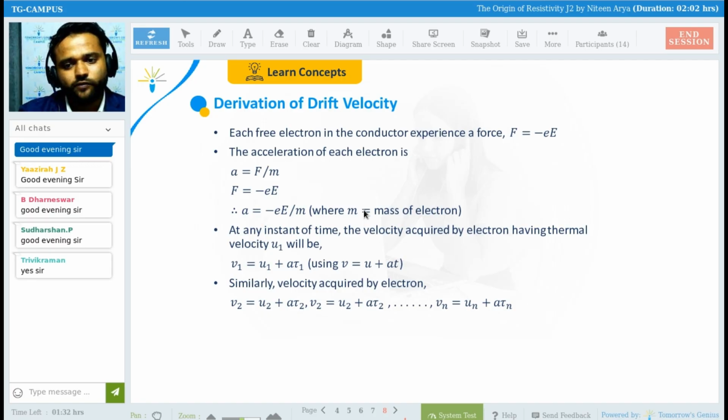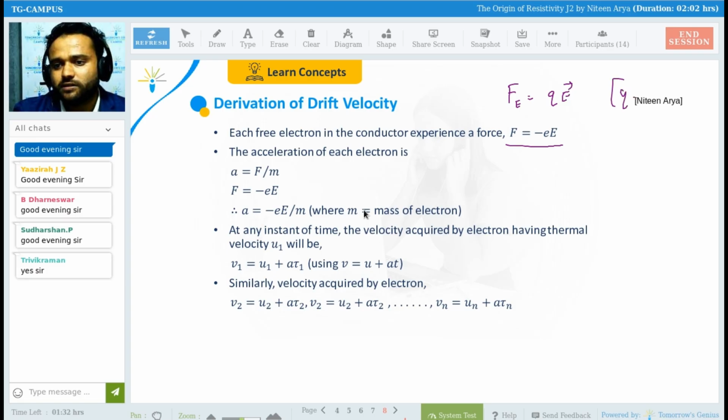Each free electron in the conductor experiences a force, which is the electrostatic force. The moment we apply an electric field or a potential, because of this electric field, this is the electrostatic force on each particular electron: minus qE. Here q is minus e, the charge on an electron, as simple as that.